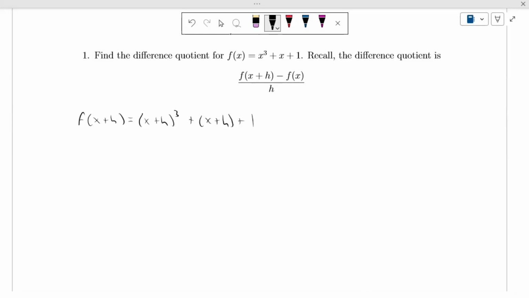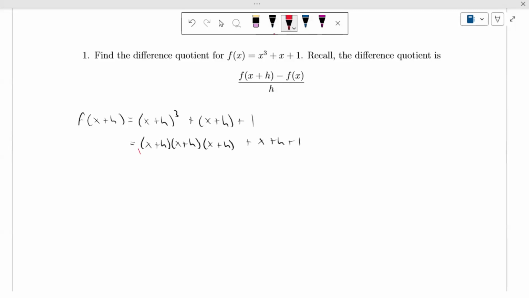Use parentheses, they're your friend, right? Yeah, they'll help keep you from making algebra mistakes. Now, (x plus h) cubed is somewhat complicated. That's x plus h times x plus h times x plus h, right? The rest of this is just adding on x plus h plus 1, so that's no problem. This part right over here might give us a little bit of concern. So here's what we're going to do.